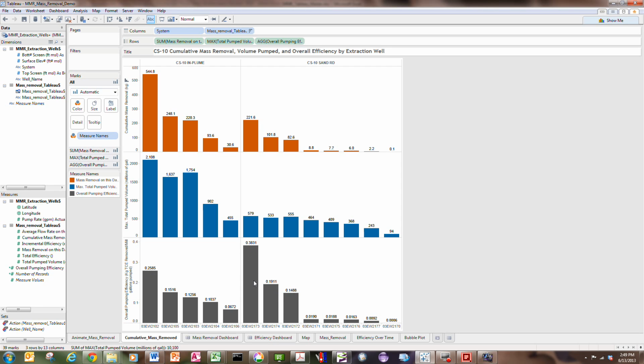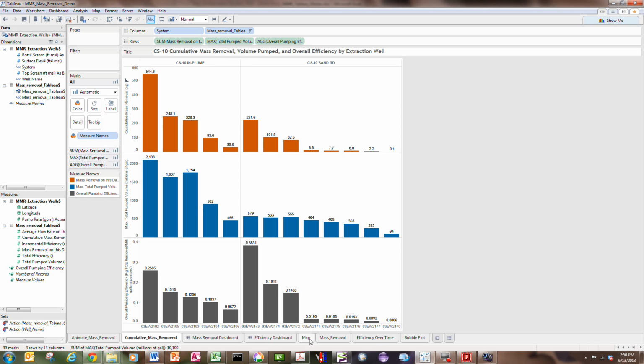The highest efficiency well occurred on Sandwich Road with extraction well 2173, with an efficiency of 0.38. It recovered 221 kilograms with 579 million gallons of groundwater pumped. So if you add up all of these volumes of groundwater pumped, we could see that we're at 2 billion, 3.6, 4 or 5 billion, I don't know how many billion, 7, 8 billion. We'll take a look at that in a minute.